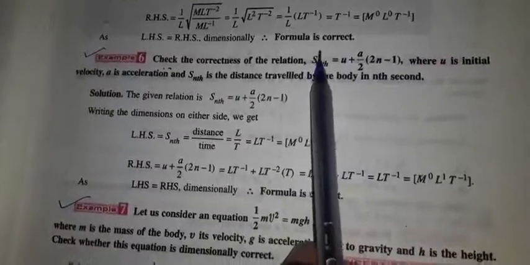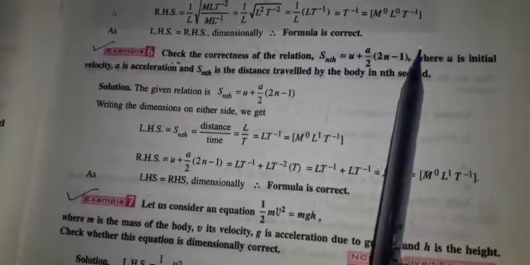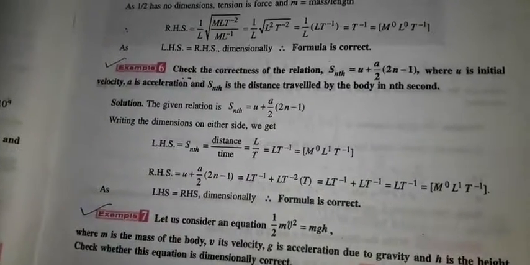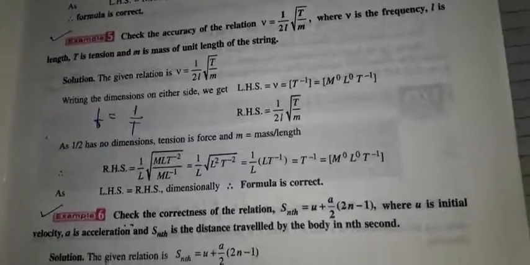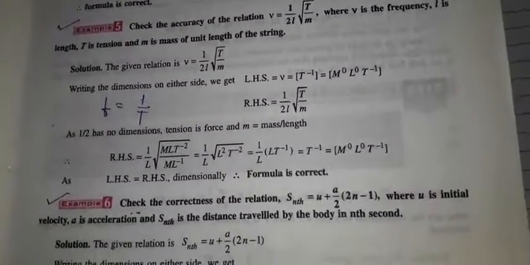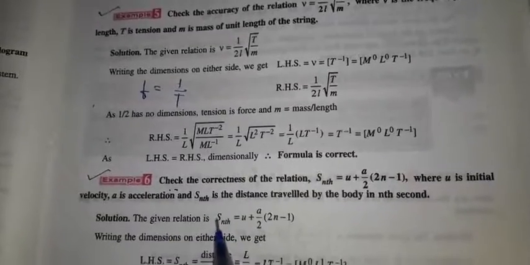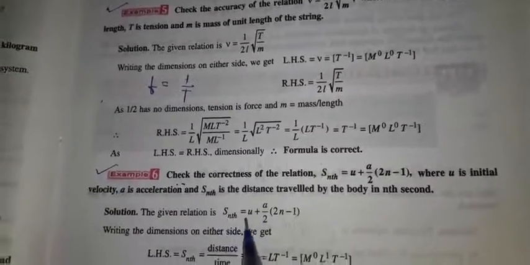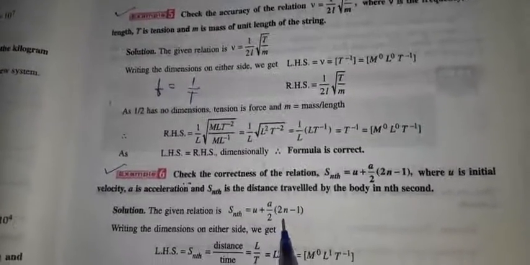and if we are able to find LHS equal to RHS, then the given relation is correct. So see the solution. The given relation is what? S_nth equal to u plus a by 2 in bracket 2n minus 1.